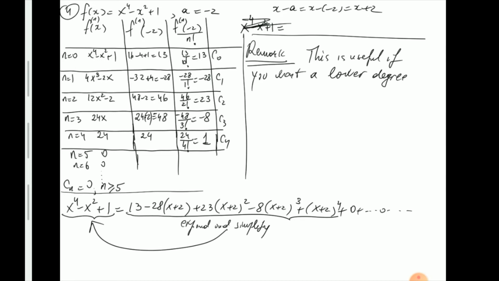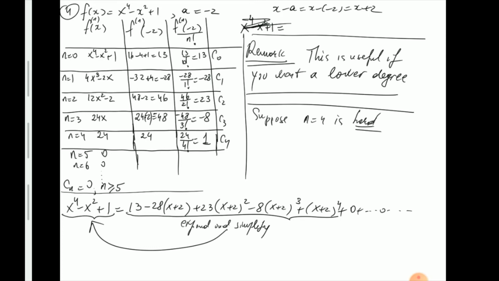So let's say for the application that you want to do, some sort of approximation or whatever you want to do with this function, let's say this degree 4 is hard, right? I mean, it's a difficult thing to deal with. But let's say you're happy with a quadratic.